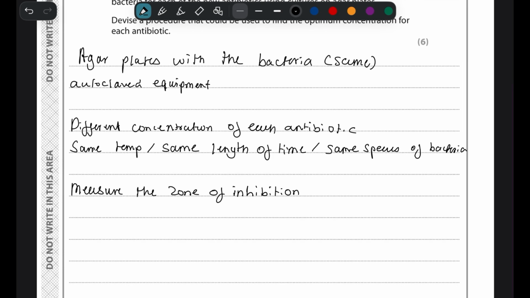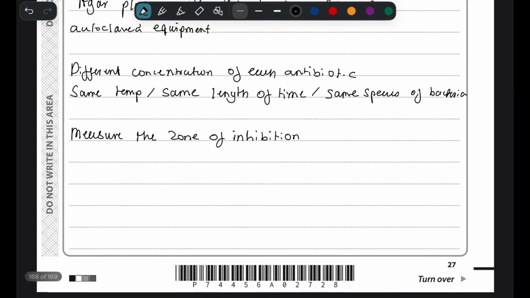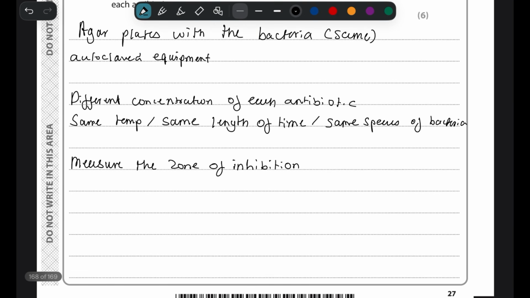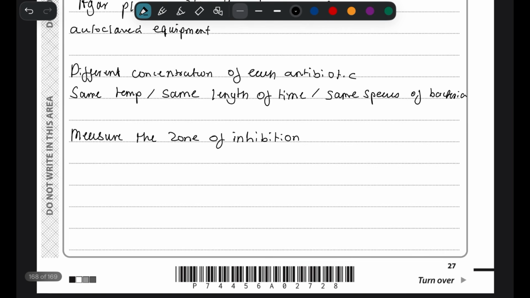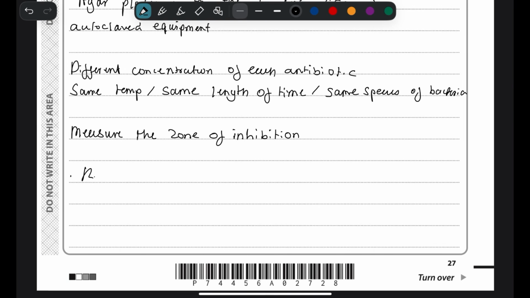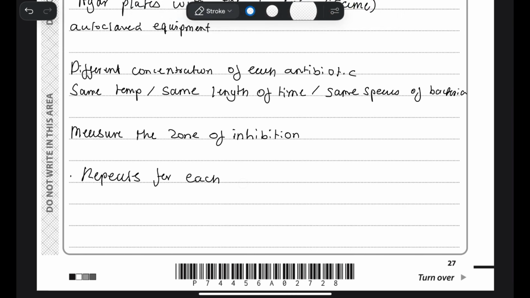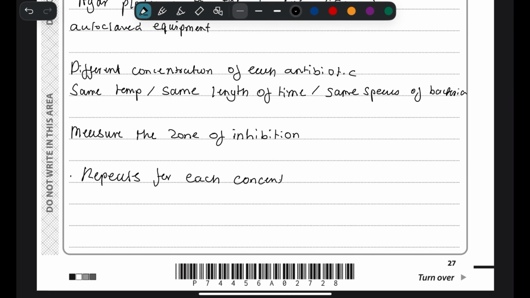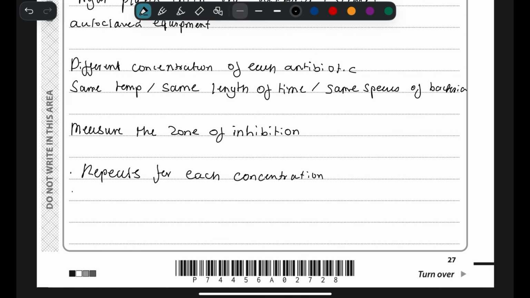What else do we need to measure? I would say after that, of course I haven't written down the actual procedure, but you should know to write down about that. And then finally, I'm going to talk about repeats. So we want to repeat the experiment a lot for each antibiotic. For each concentration, actually. We are going to repeat for each antibiotic, but talk about for each concentration. So we want to repeat, and then we probably also want to calculate a mean zone of inhibition.